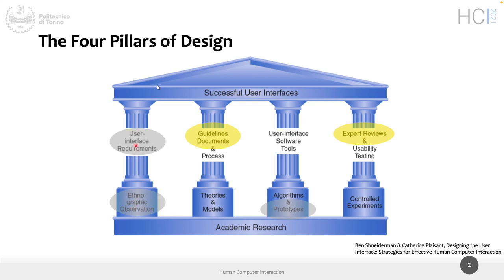So you already have seen observation, need findings, requirements, and you also have spent some time speaking about prototypes, paper prototypes, wireframes, you are going to do interactive prototypes, etc. You also have spoken a bit about theories, guidelines, processes, etc. So we are covering quite a lot of these first three pillars, and now we are going to move and start speaking about the fourth pillar of building a successful user interface, that is evaluation. And evaluation will consist of mainly two parts. One will be controlled experiment and usability testing that are here in this pillar, not in yellow.